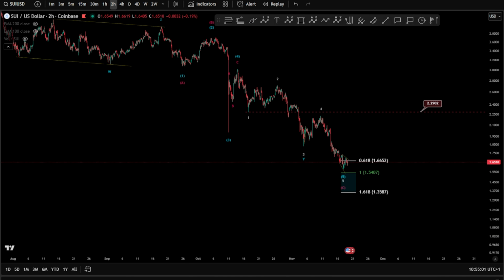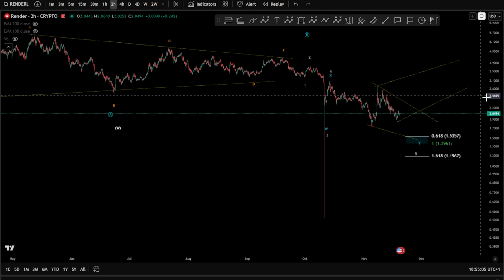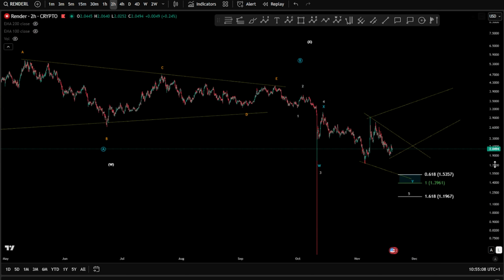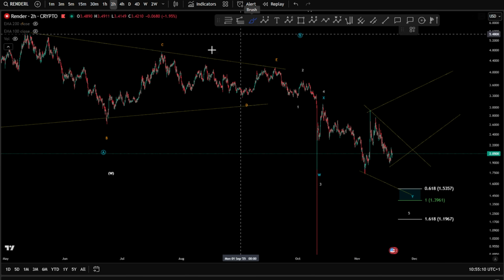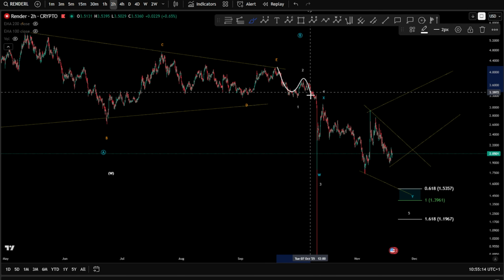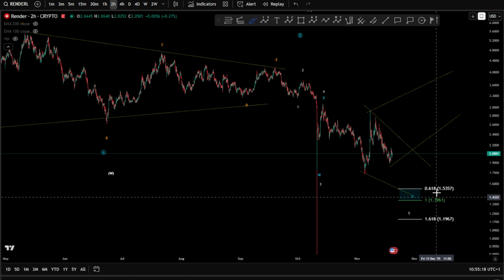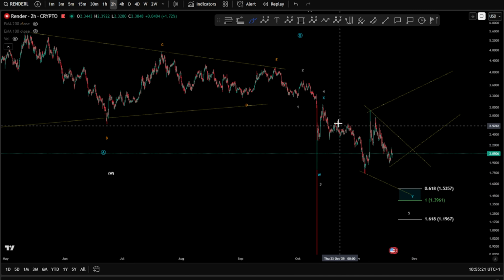Now if we move to Render, for Render we are looking also at the 2 hour chart here to finish up a structure as well. So after the triangle here that we mentioned on the daily, we have a wave E finished there, and we start to drop down as potential 1, 2, 3, 4 and a 5. Now is this wave 5 still going to unfold here?